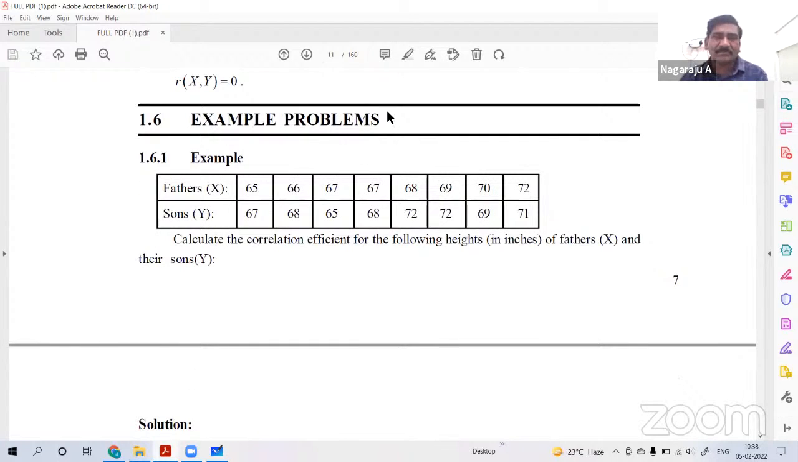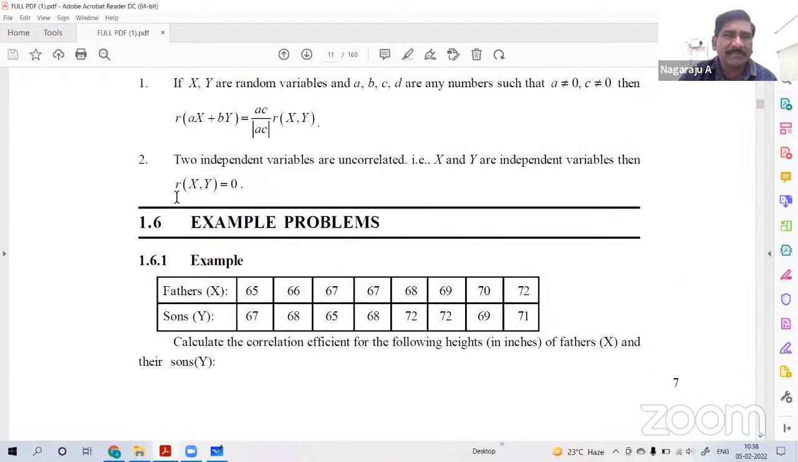Here I am taking examples. Sometimes the expectation may be equal to 0 for independent variables, and it means we have no correlation. R equal to 0 is called no correlation.